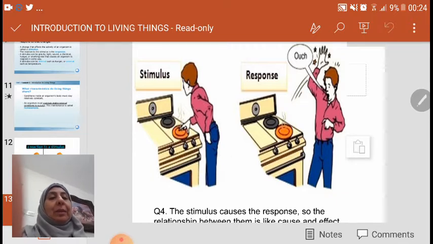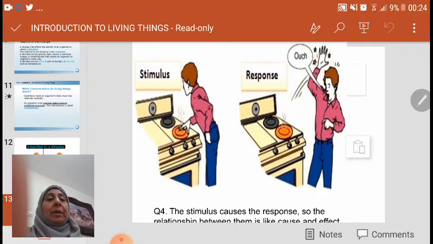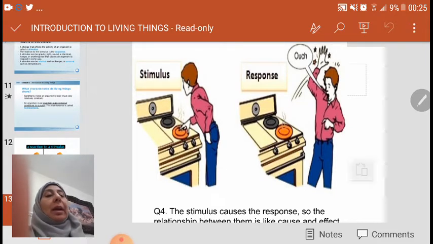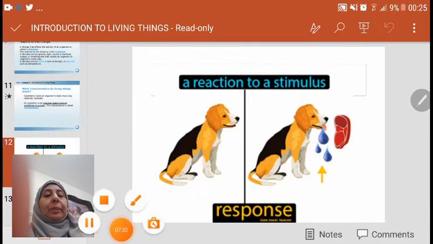Another example, as you see, touching the hot plate or the hot surface here is the stimulus. Removing the hand is the response. And as you see, like when we answer the questions together at the end of the lesson, the relationship between the stimulus and the response is like the relationship between the cause and the effect, or action and reaction, you can say.